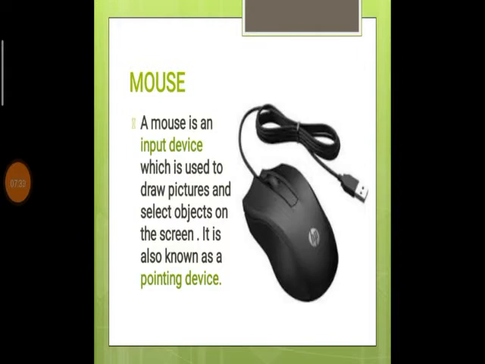With the help of a mouse, you can open a file by double clicking on it or by right clicking on that file. You can also draw pictures in MS Paint, and you can select files or objects present on your screen using the mouse. So it is another important input device.